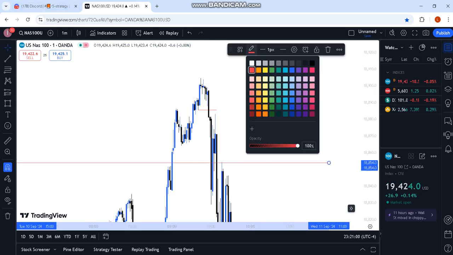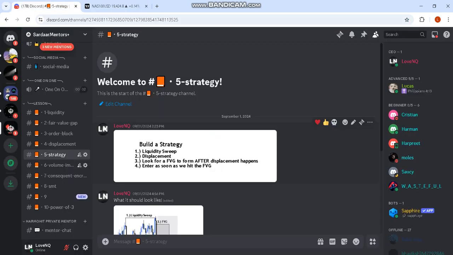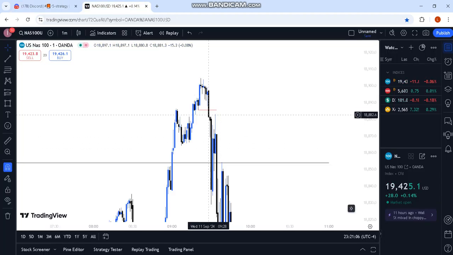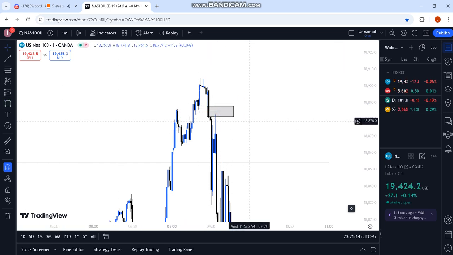Let me mark this out as a black line. Second step is done. Now look for a fair value gap to form after displacement happens. This is a displacement. Now after displacement happens, we're looking for a fair value gap. Is there a fair value gap here? Yes, there is. Right here, guys. Right in the middle of displacement once again.